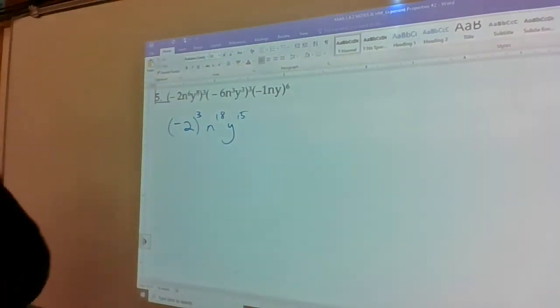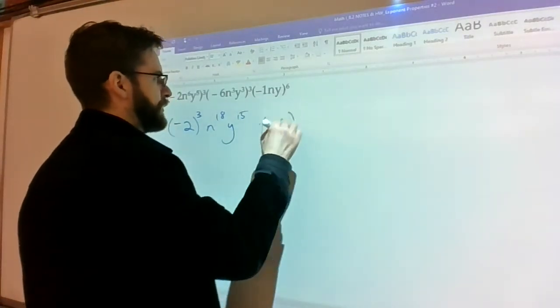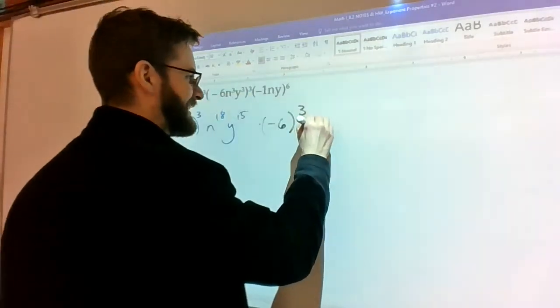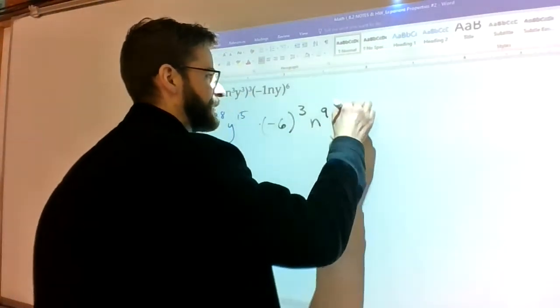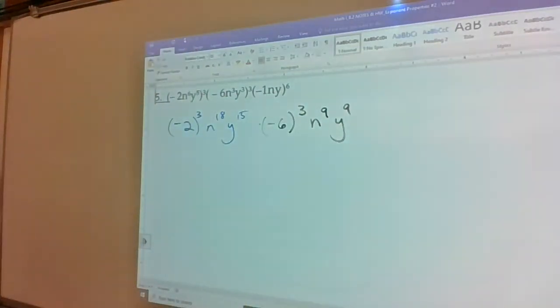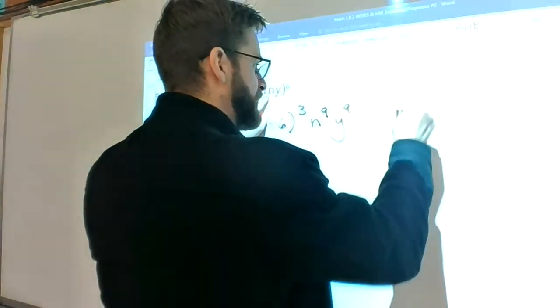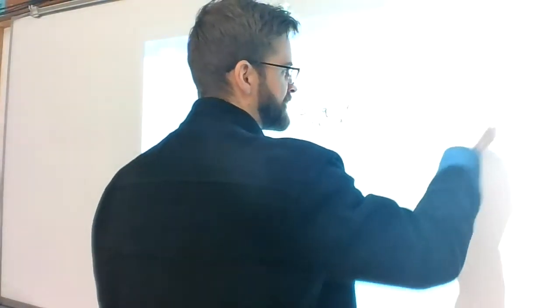All right, I'll do it in a different color here. This is going to be times negative 6 to the 3rd power because that one's taken to the 3. N to the 3 times 3 is 9. Y to the 3 times 3 is 9. Okay. And in red, we'll do the last one, times negative 1 to the 6 power, n to the 6 power, and then y to the 6 power.